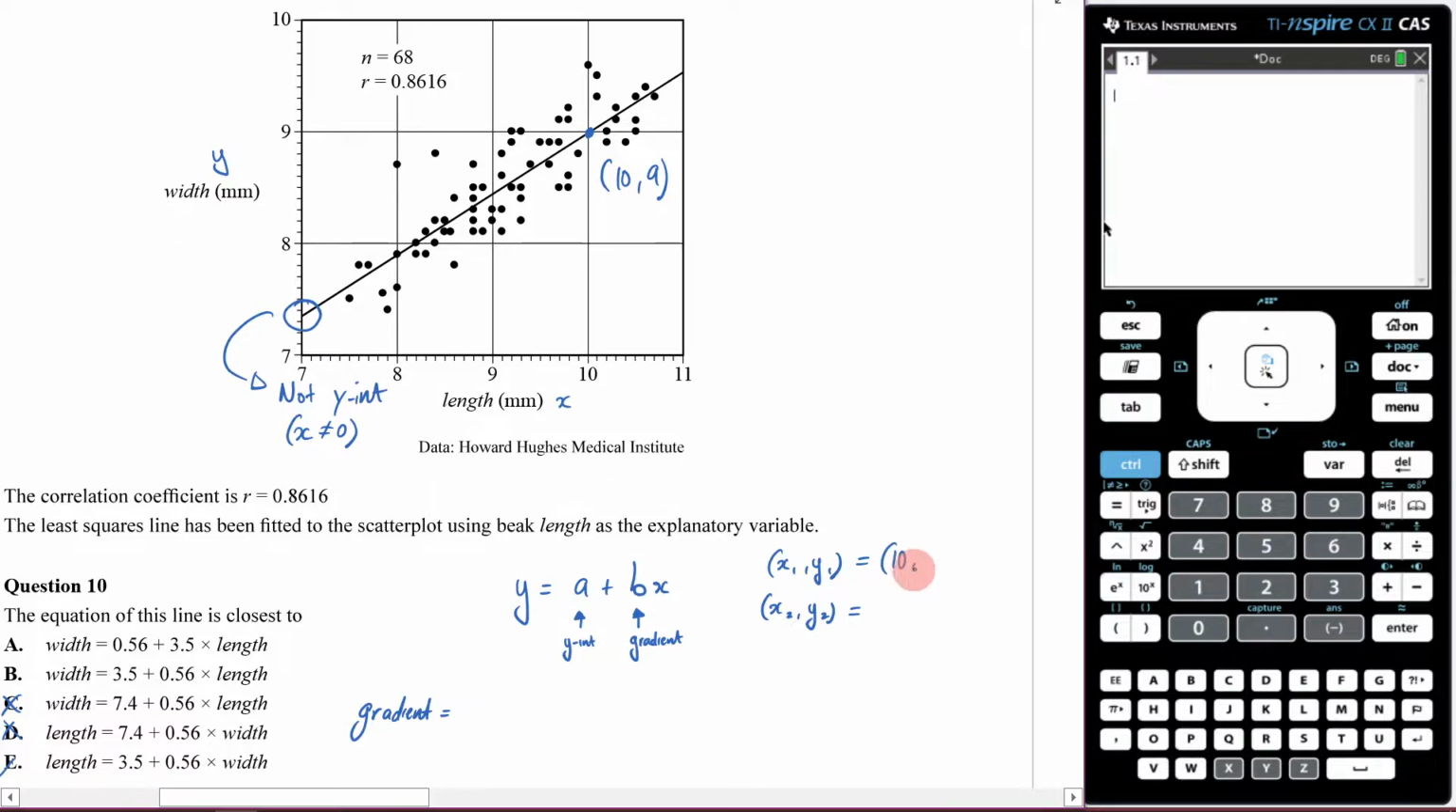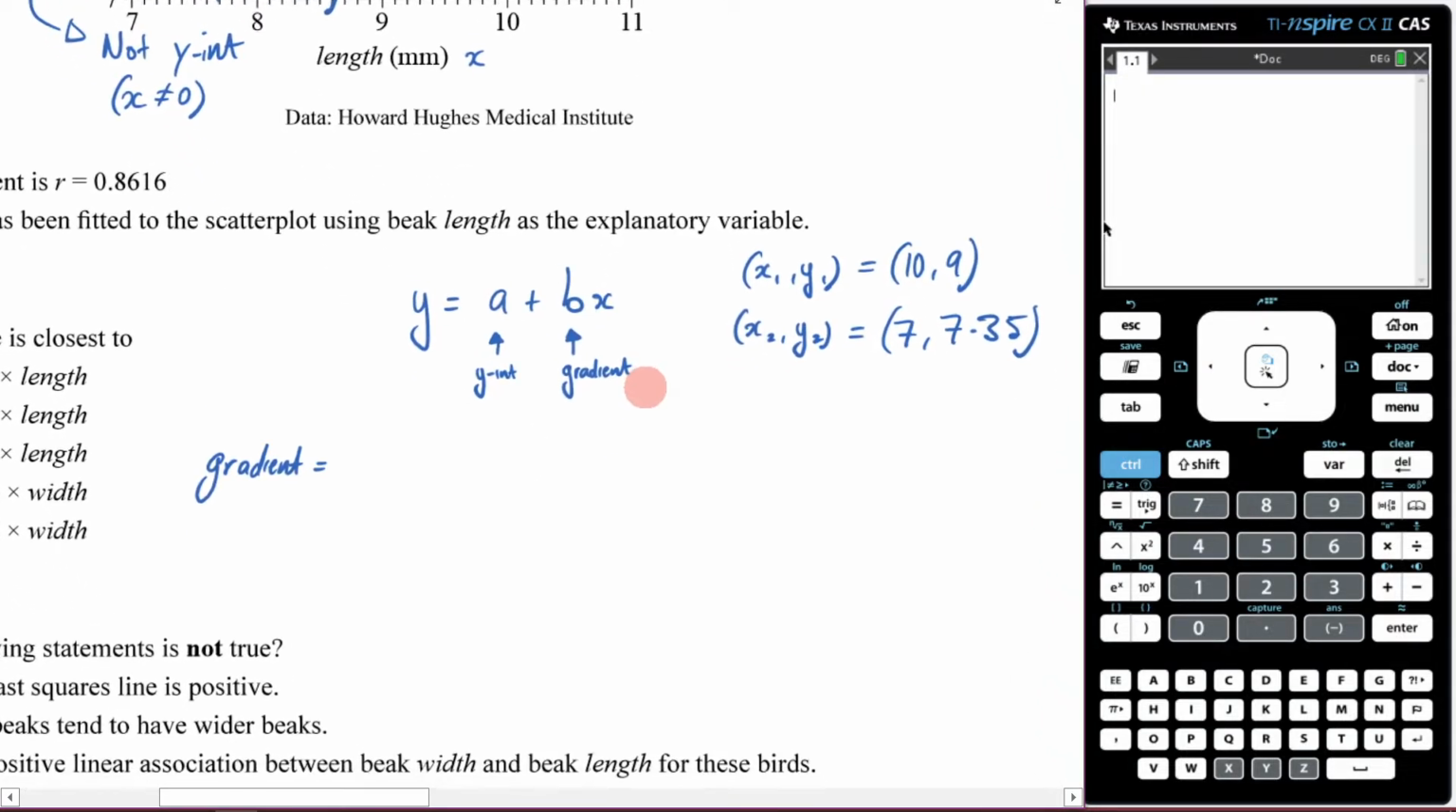It doesn't matter which one you call x1, y1 and x2, y2. And then the other one I would choose is probably this one right here. So this point right here is going to be 7 is my x, and then it's between 7.3 and 7.4. So let's call it 7.35. So we'll come over here and we'll go 7.35.